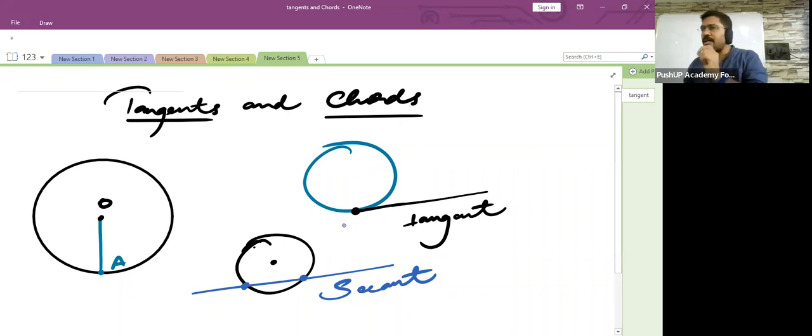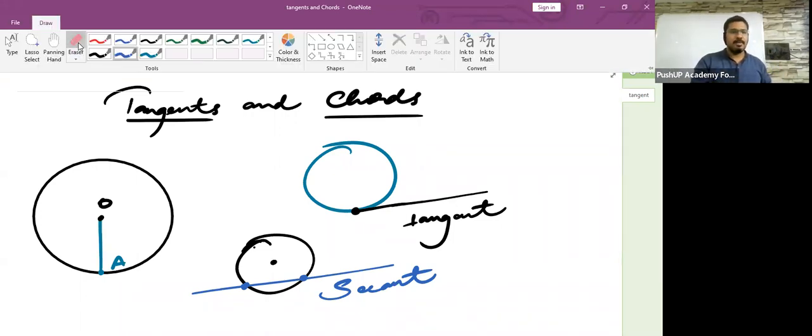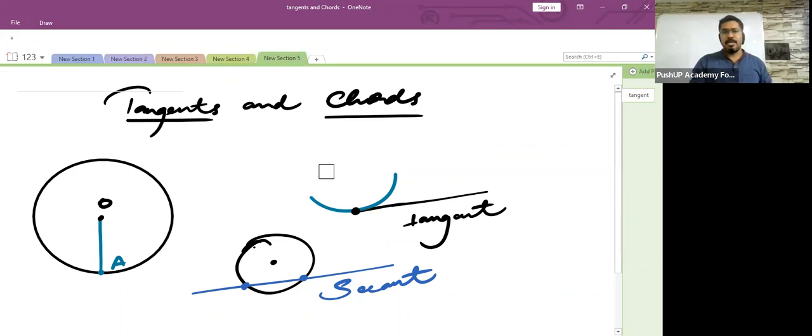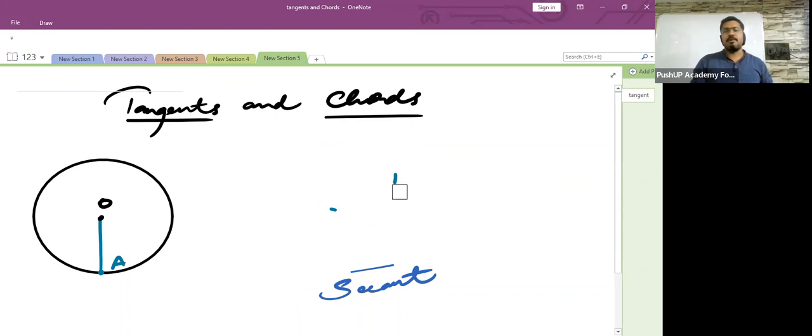So tangent is a line which passes through only 1 point on the circumference. What is a secant? Secant is a line which passes through 2 points on the circumference. So I'm going to erase this figure. All right. You have learned what a tangent is. Now, children, let's learn the first property of a tangent.